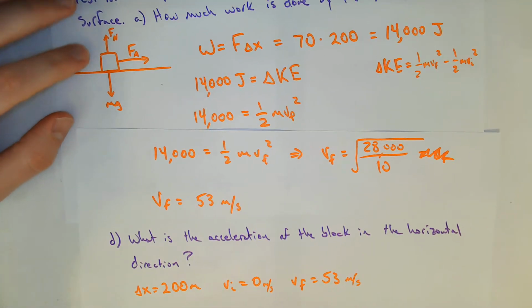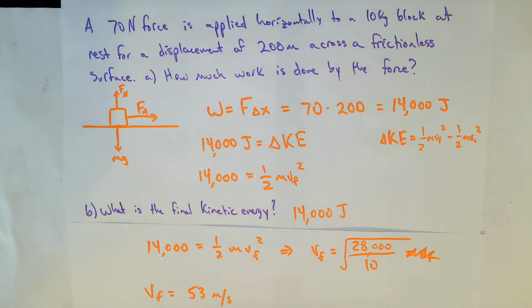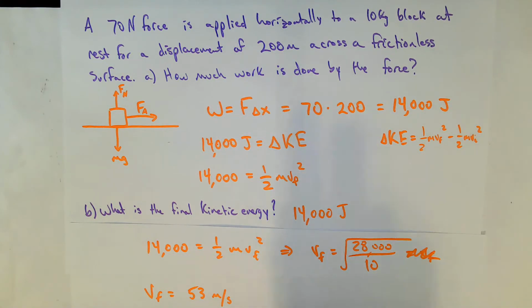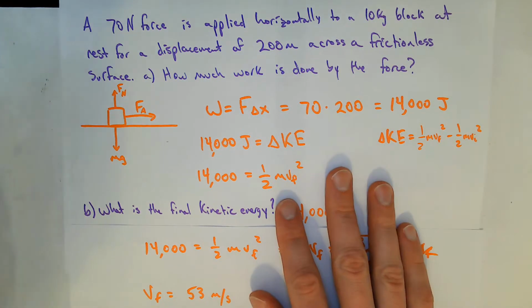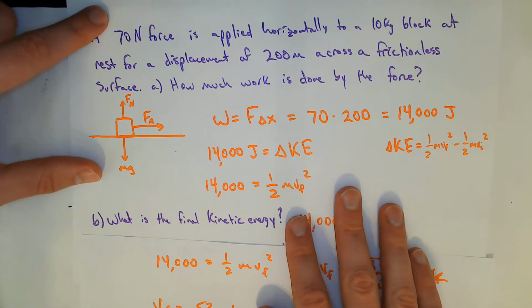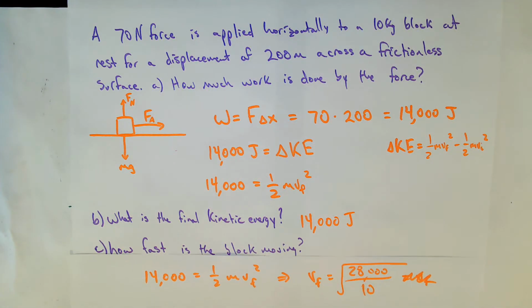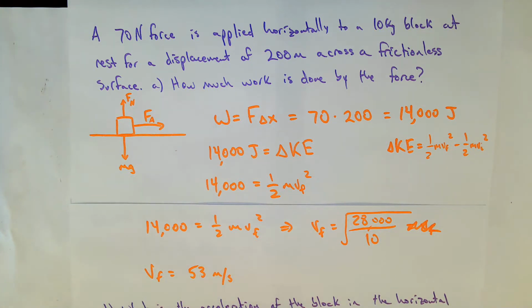So the major point is that we were able to use this idea of work and energy being related, with that relationship up here, that the net work is equal to the change in kinetic energy. Using that, we were able to find the overall speed. How fast is the block moving? We were able to find its speed. That's kind of the point of this problem.